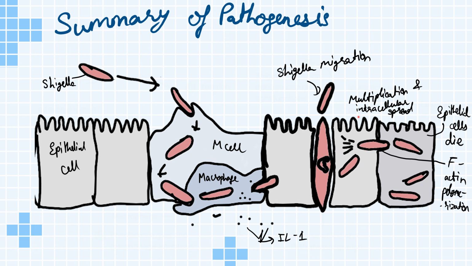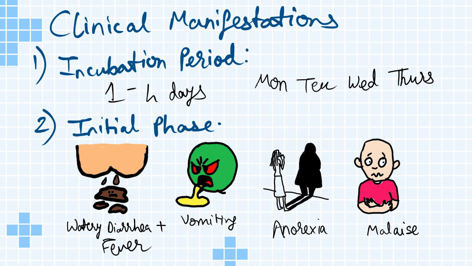As neutrophils migrate across the epithelial cells, they disrupt the tight junctions between them, allowing Shigella to invade epithelial cells. Inside epithelial cells, Shigella multiplies and spreads from cell to cell through F-actin polymerization. This extensive intracellular spread causes epithelial cell death, inflammation, and fluid loss, ultimately leading to bloody mucoidal diarrhea and dysentery. After an incubation period of around 1 to 4 days, that is Monday, Tuesday, Wednesday, and Thursday, the infected person enters the initial phase of infection.